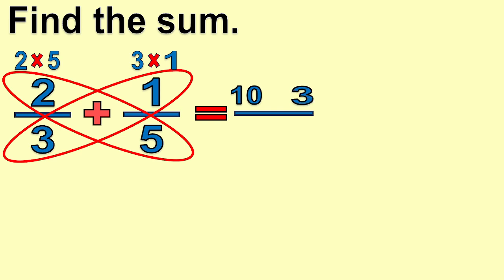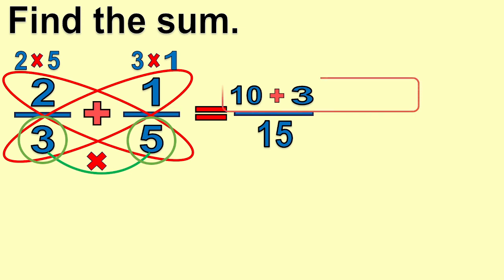Now, multiply the two denominators. We have 3 times 5. 3 times 5 equals 15. 15 is our new denominator. Now, add the product of the diagonal pairs of numerators and denominators together. We have 10 plus 3 equals 13.